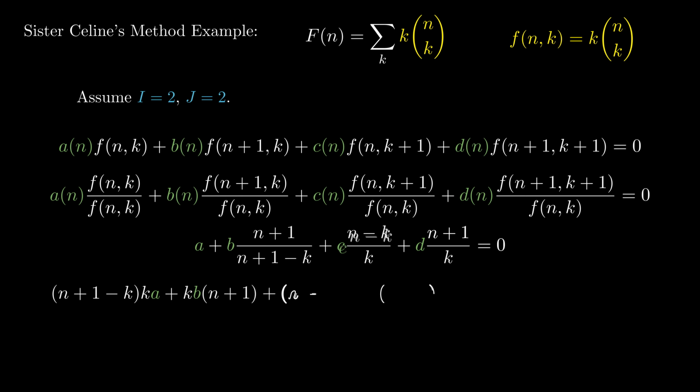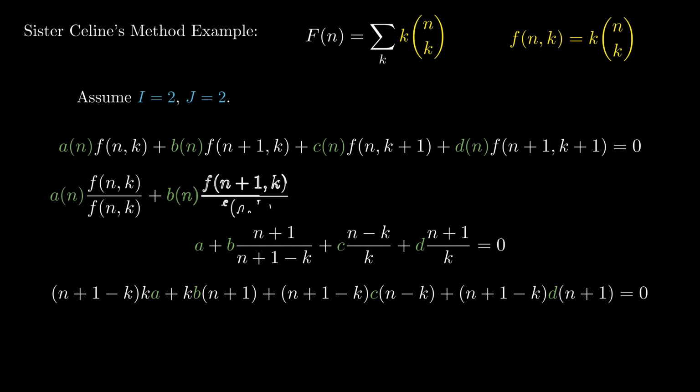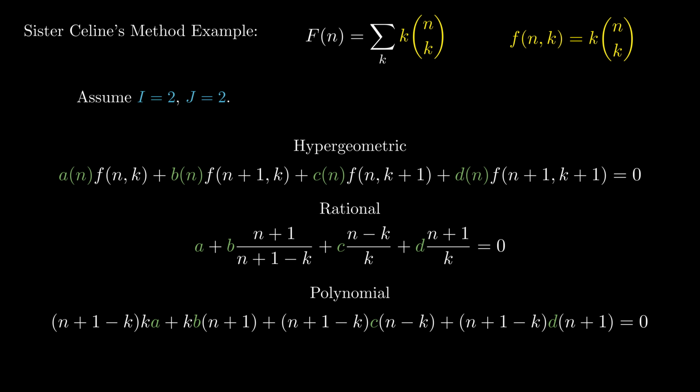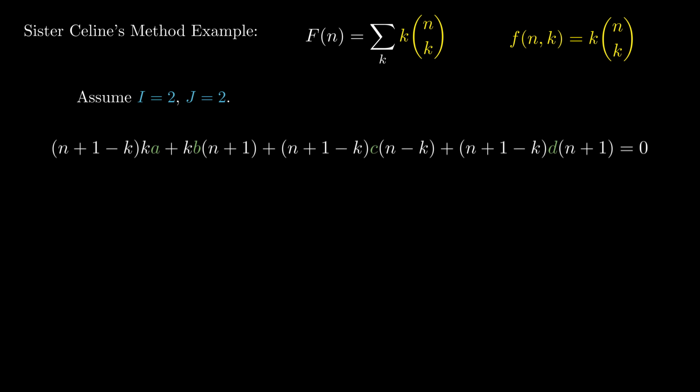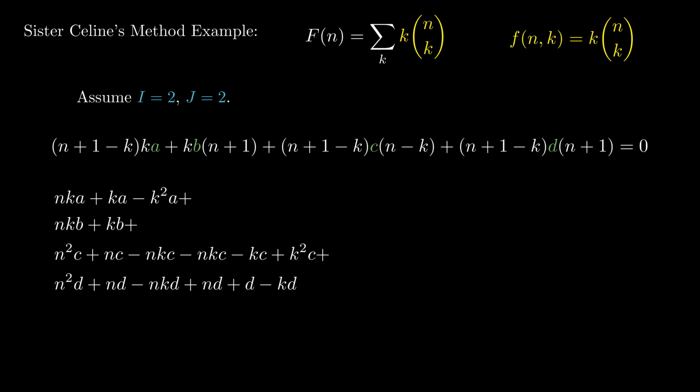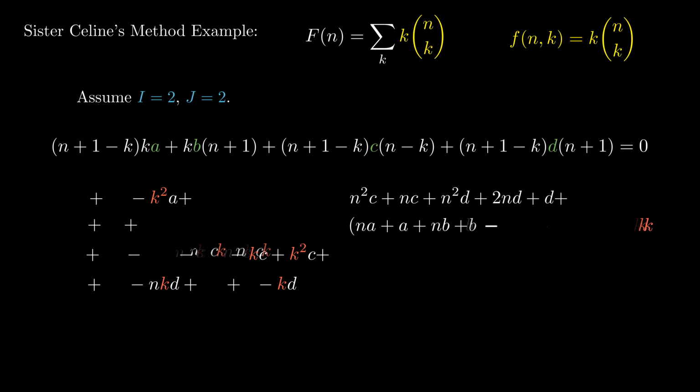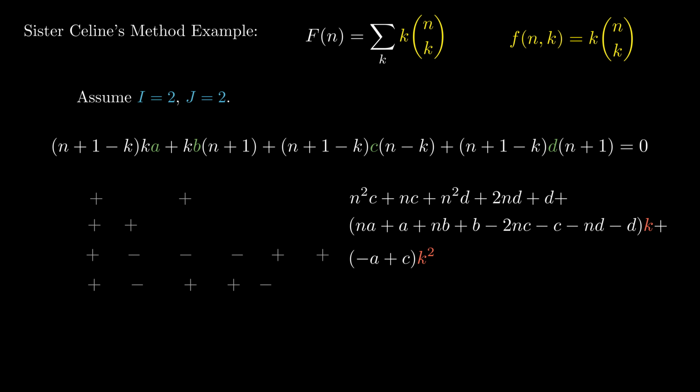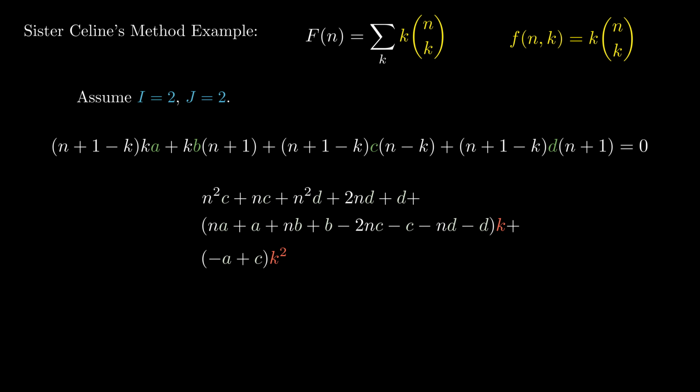Multiply the entire equation by the common denominator, and now we have a polynomial equation. We have now just demonstrated the general theme I mentioned before. We took cumbersome hypergeometric terms, reduced them to rational expressions, and then to polynomials. Next, we group all of the same powers of k together. Even though the coefficients a through d are polynomials, they are only in terms of n, so they won't affect the degree of k.